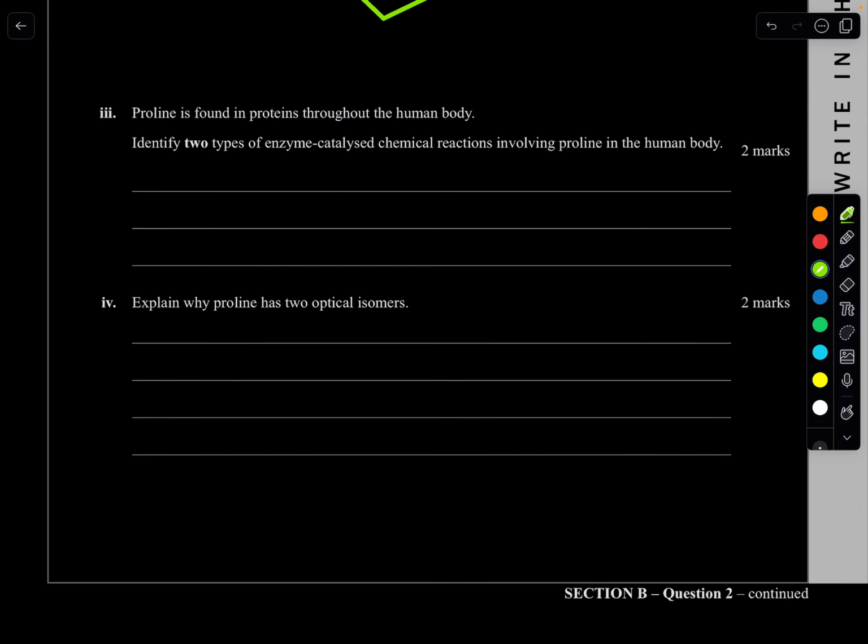You form proline. So a type of reaction that involves proline in the body is hydrolysis of protein. The protein contains proline, and when you hydrolyze it, you break it down into proline itself. So let's write that down.